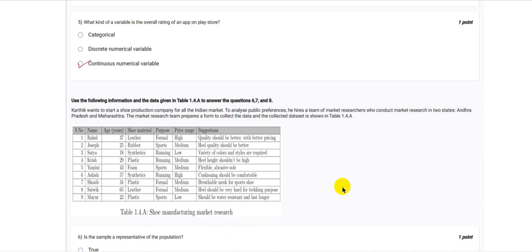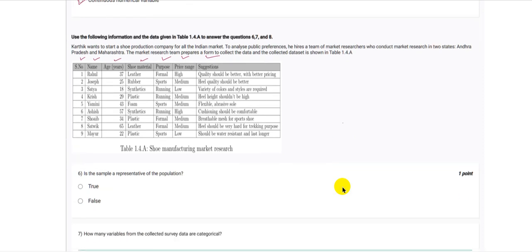Next question. Karthik wants to start a shoe production company for all the Indian market. To analyze public preferences, he hires a team of market researchers who conduct market research in 2 states, Andhra Pradesh and Maharashtra. The market research team prepares a form to collect the data, and the collected data sheet is shown below. This is our table. Here we are given a serial number, name, age, shoe material, purpose, price range, and suggestion.